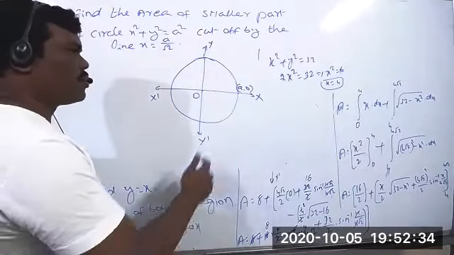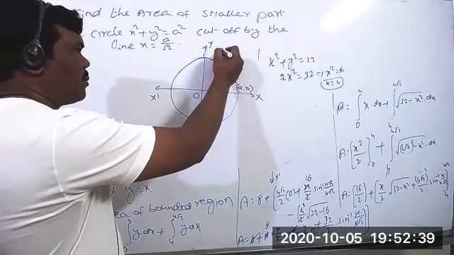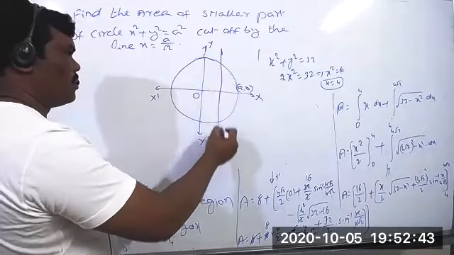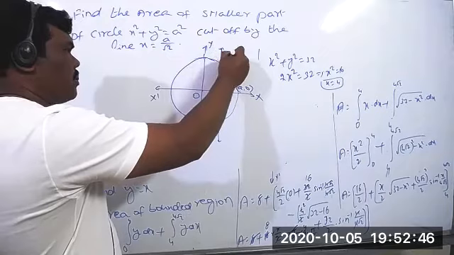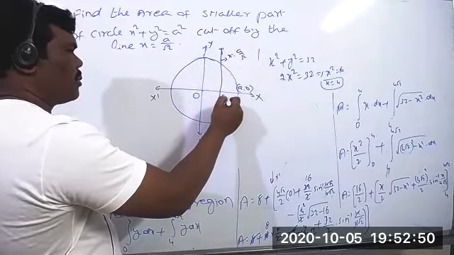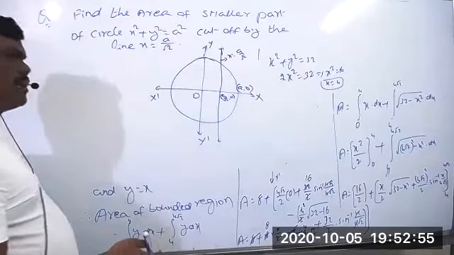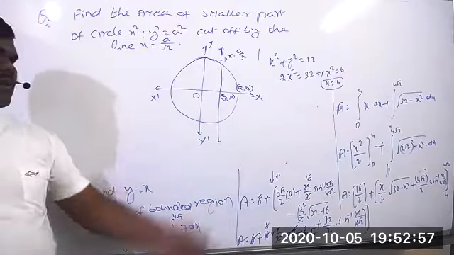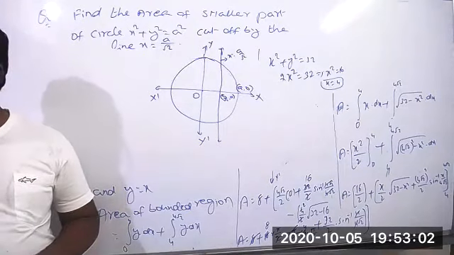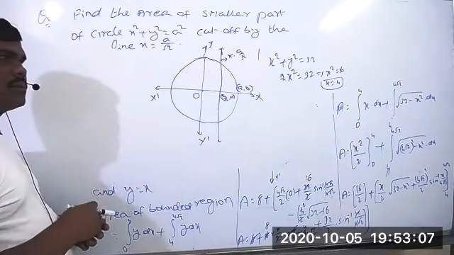So x equal to a by root 2 means a clear point on the x-axis, so that line will be like this. This is x equal to a by root 2. This point is clearly (a by root 2, 0). Now this is the whole circle. In the whole circle, after drawing the line, there is a bigger part and a smaller part. We have to find the area of the small part.